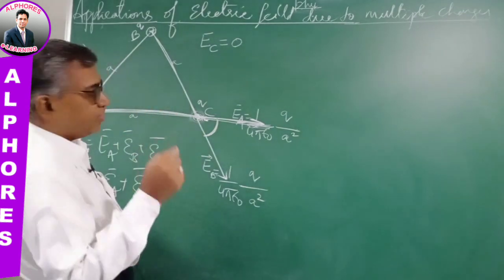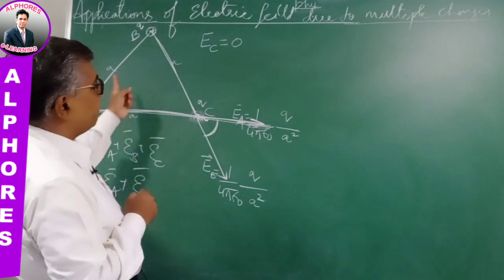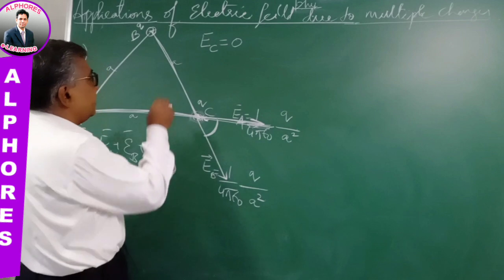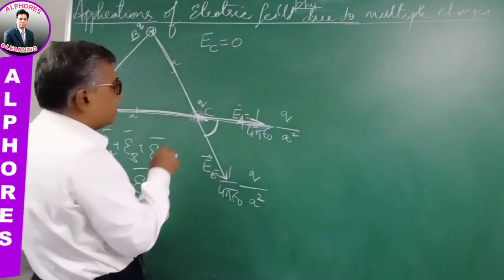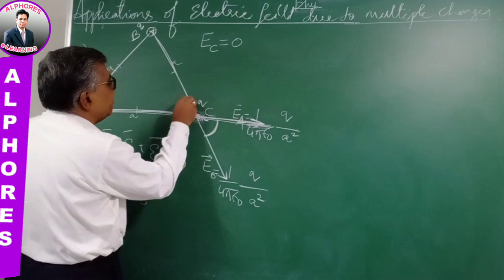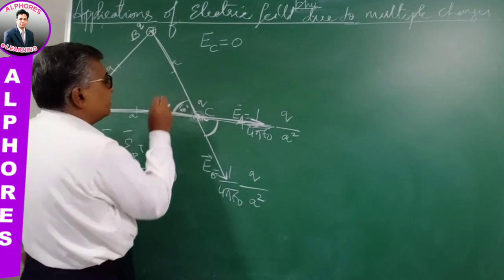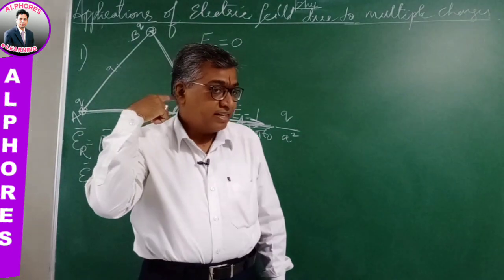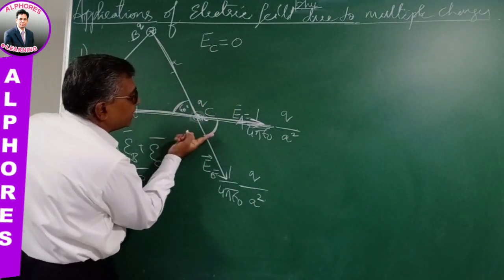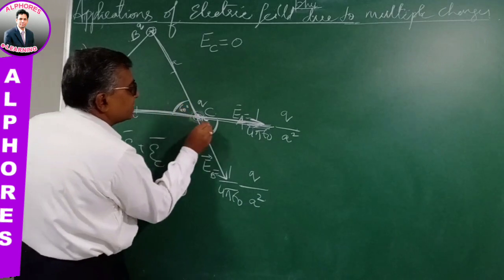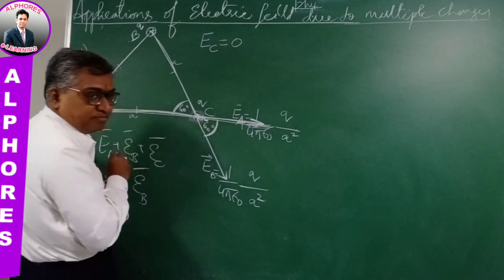But we are given an equilateral triangle. In an equilateral triangle, all the sides are equal and all the interior angles are equal. So therefore this angle is 60 degrees. In an equilateral triangle, the angle at each vertex is 60 degrees. If this is 60, then this one, being a vertically opposite angle, is also 60.